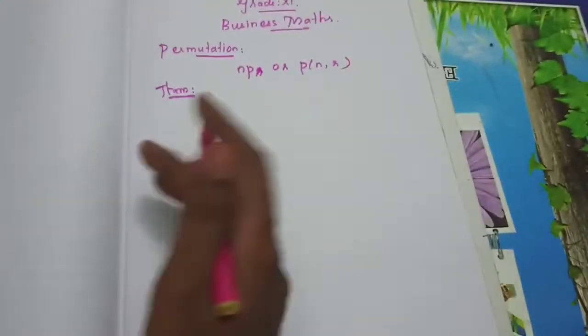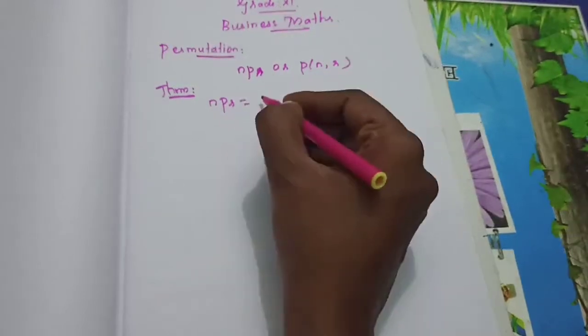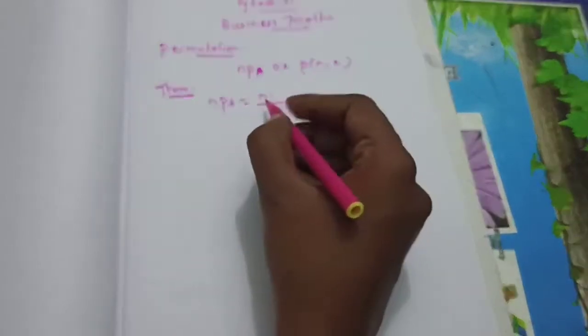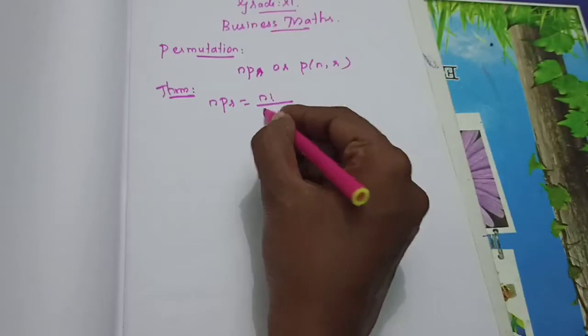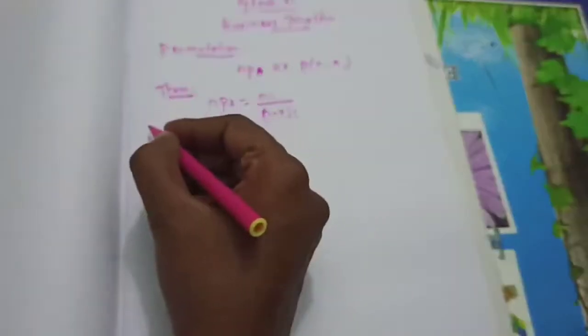This is a very important theorem. The proof is not given, so no need for it, but this statement is very important: nPr is equal to n factorial divided by (n minus r) the whole factorial. Please children, learn this and take it in your notes also. So what is nPr? nPr equals n factorial divided by (n minus r) factorial. Understand? Let's move to the question.